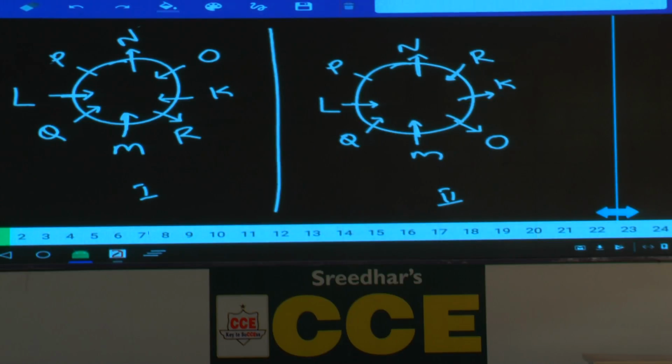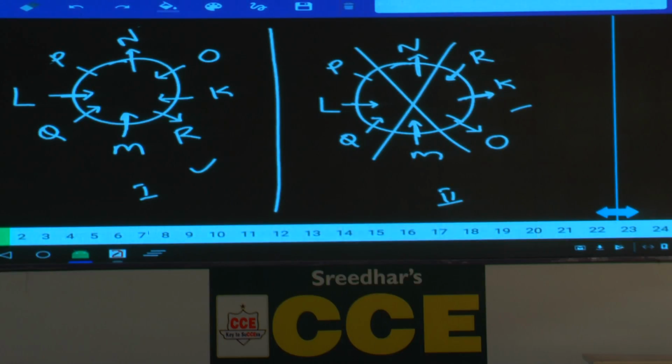O is to the immediate right of K. K faces the same direction as L. K and L are facing the same direction. In the second case, K and L are facing opposite directions, isn't it? Hence, what is your answer here? K and L face the same direction. Now, K is inward, L is inward, here K is outward, L is inward, and this case is ruled out. Finally, we are left with only one case.